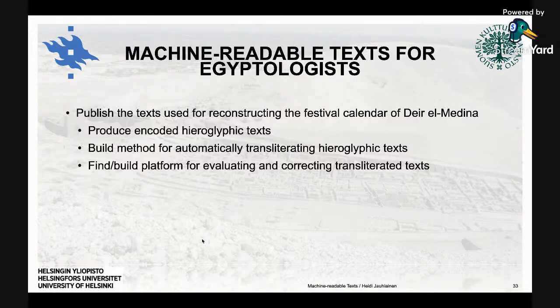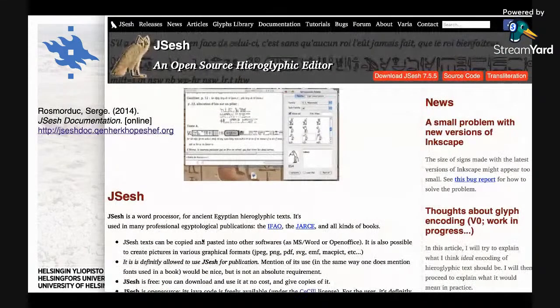The form Egyptologists are most familiar with and can read with most ease is transliteration. But since there was no automatic method for producing transliteration that could be used for practically any texts, I planned to build one. And since the OCR of hieroglyphic text is not yet available, I needed machine-readable texts to build and test the method, which meant encoding the texts first. And I have chosen to produce encoded texts with JSesh.